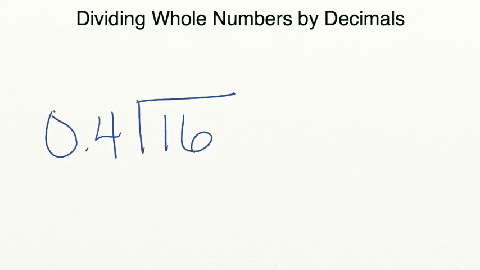We are going to begin today by dividing 16 wholes by 4 tenths. 16 is our dividend because it's the number we are dividing, and 4 tenths is our divisor because it's the number we're dividing our dividend by.